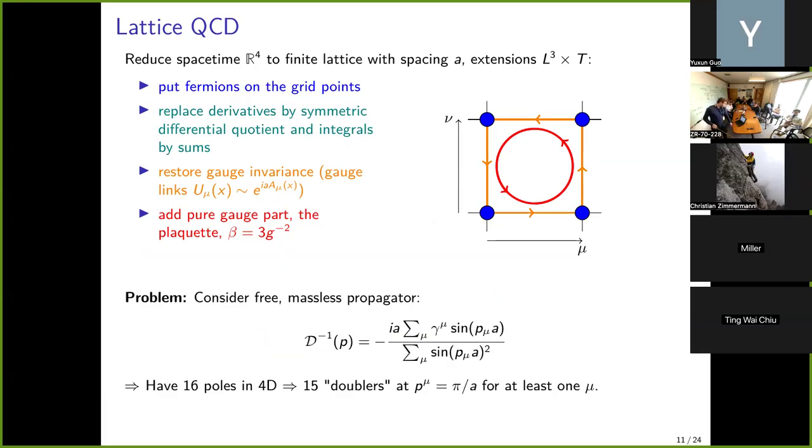So if you do this in a naive way, we run into a problem. If you consider the massless propagator that we just constructed here, then we see it has 16 poles instead of 1, namely also on the edges of the Brillouin zone. So that means we have 15 unphysical doublers, which we have to get rid of.